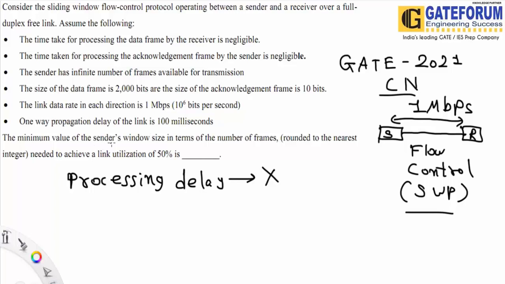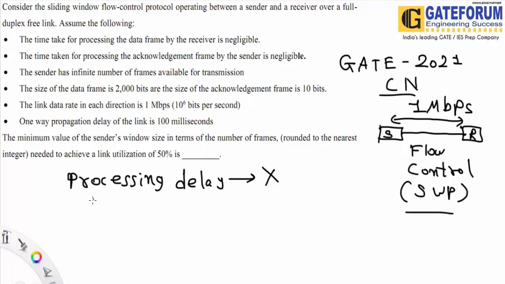You need to find the minimum value of the sender window size in terms of the number of frames, rounded to the nearest integer, which is needed to achieve a link utilization of 50%.